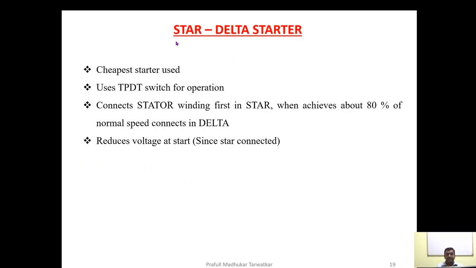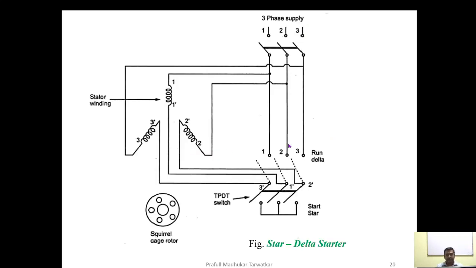Now second is the star delta starter. Again, the very cheapest one compared to the third, auto transformer starter. Uses TPDT switch, that is triple pole double throw switch. First connect the stator winding in star and then in delta during the running condition. It reduces the voltage at start since it is connected in star initially.